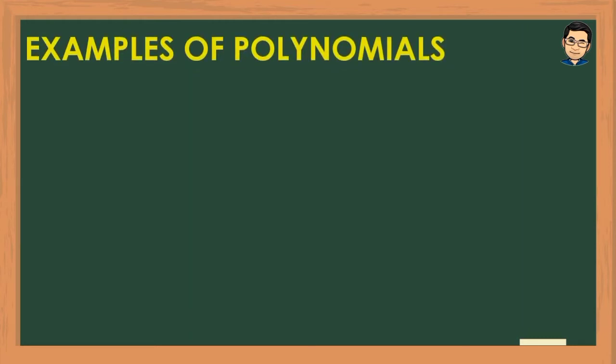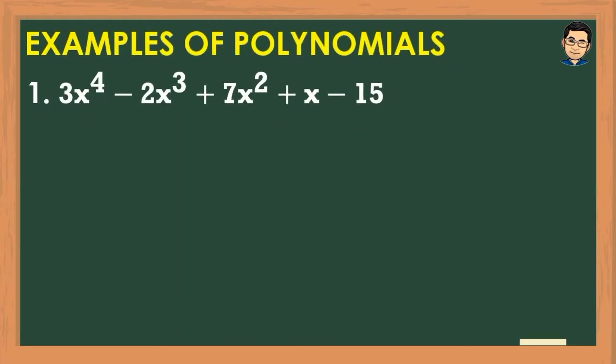So, let's have examples of polynomials. Number 1: 3x to the 4th power minus 2x cubed plus 7x squared plus x minus 15. As you can see, the exponents or powers of the terms of the given polynomial are all non-negative. So, this is a polynomial.